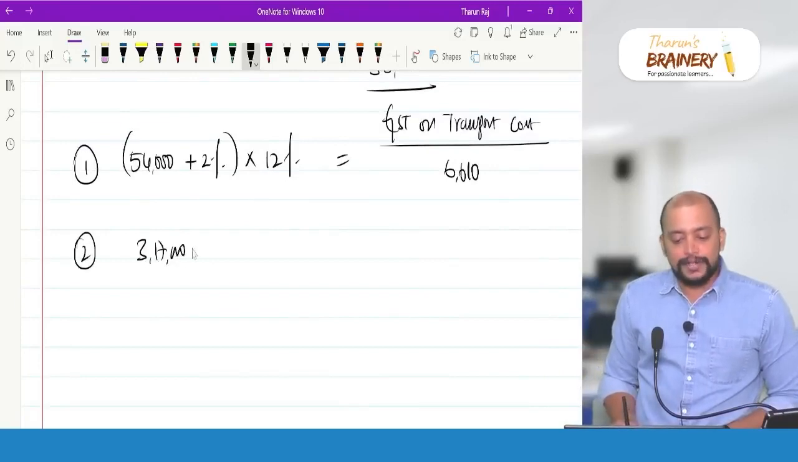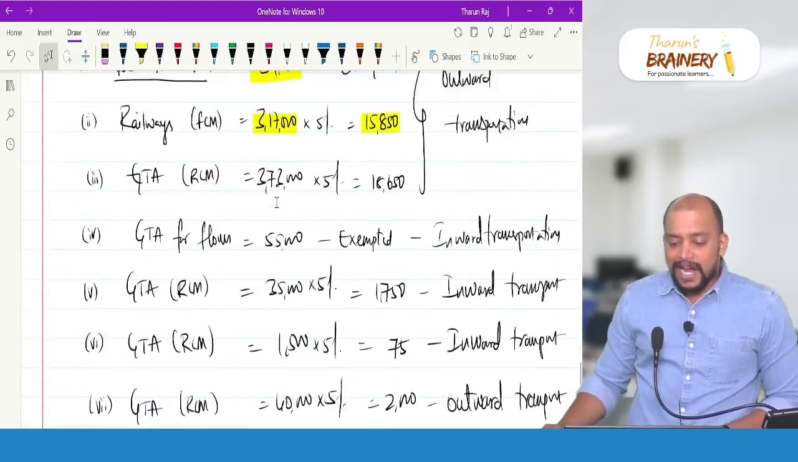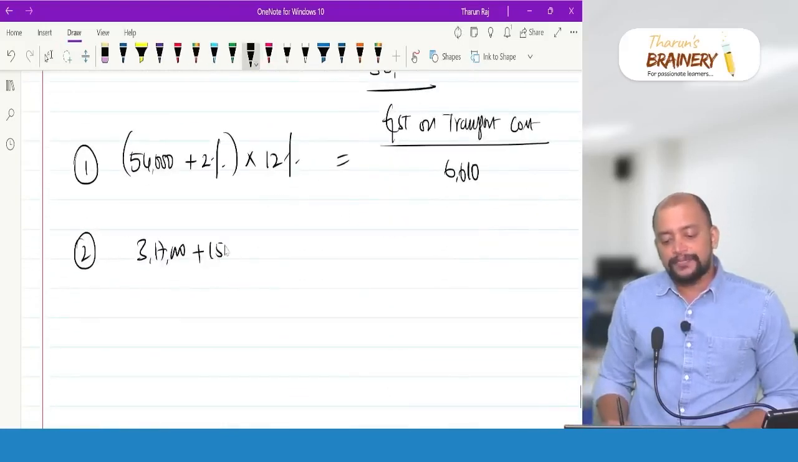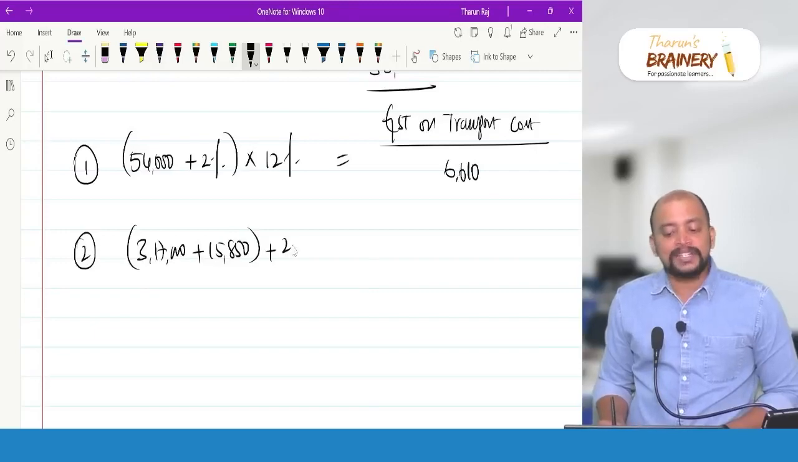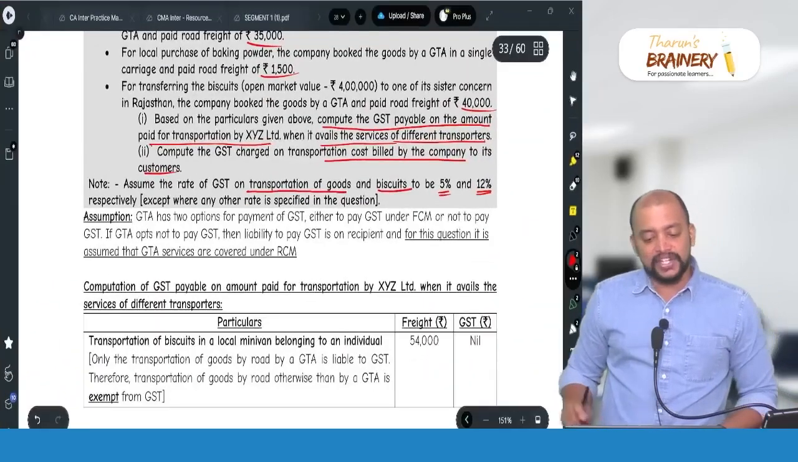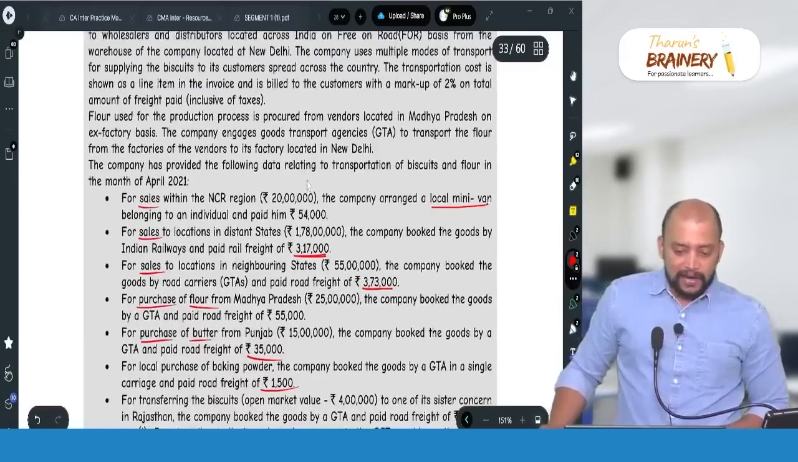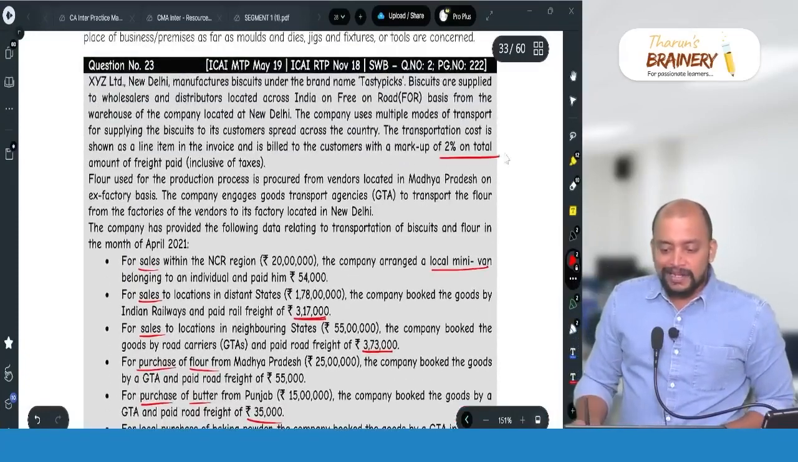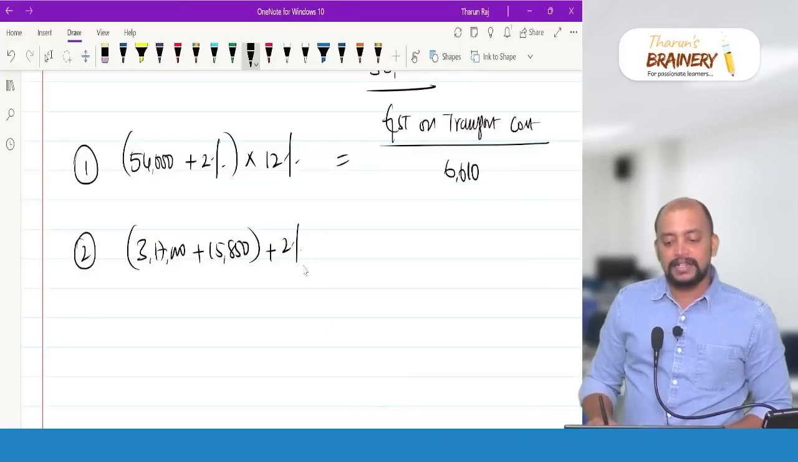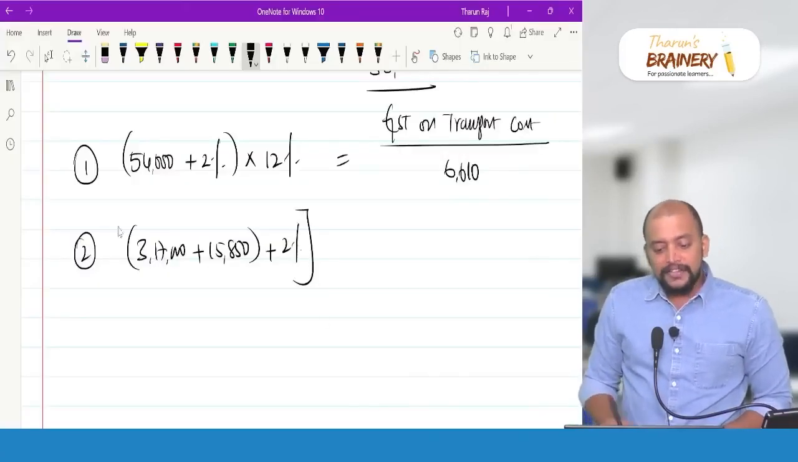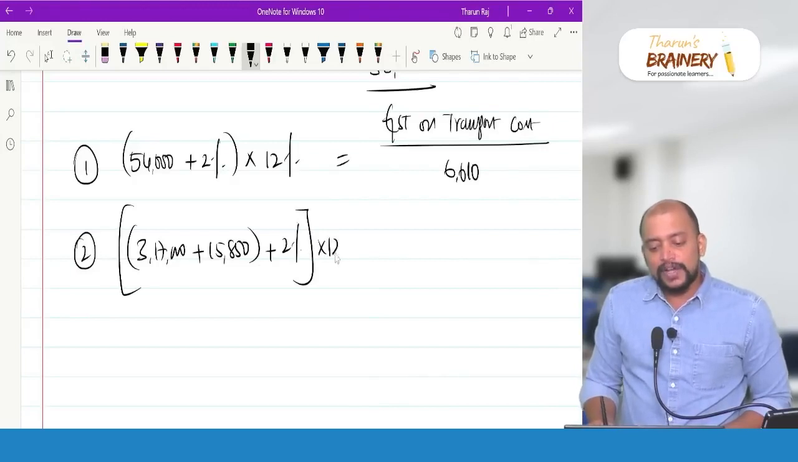3,17,000 freight cost. To that we need to add GST 15,850. On that we need to add 2%. Because see the wording in the question. What is the wording in the question? 2% on the total amount of freight paid inclusive of taxes. On that, we need to multiply 12%.